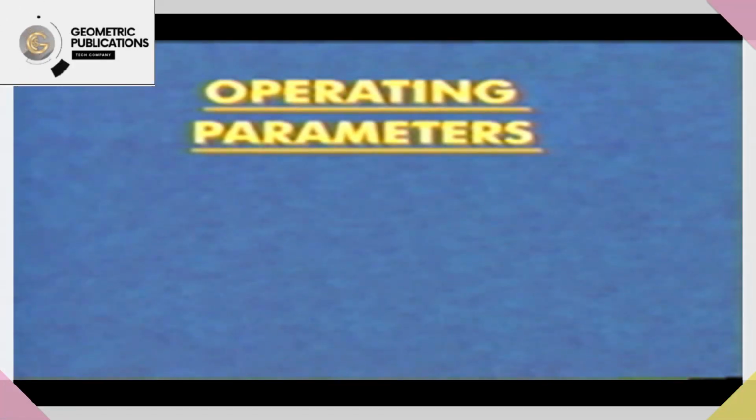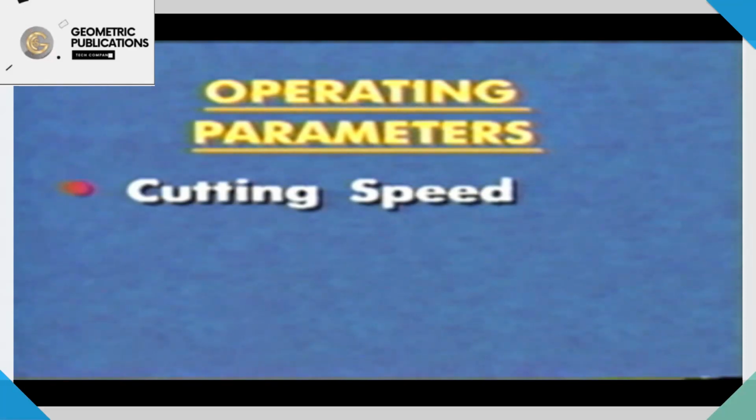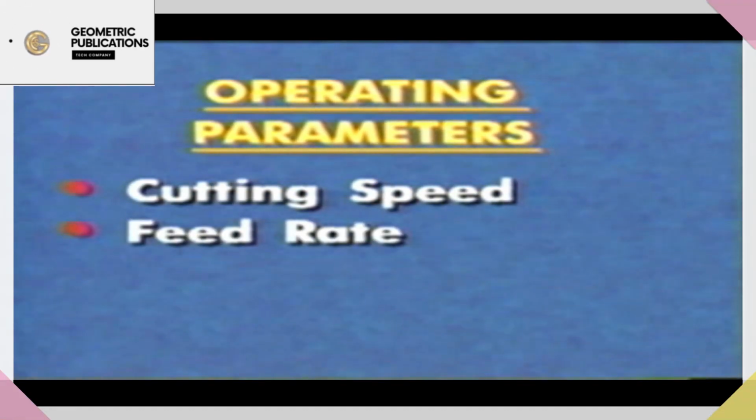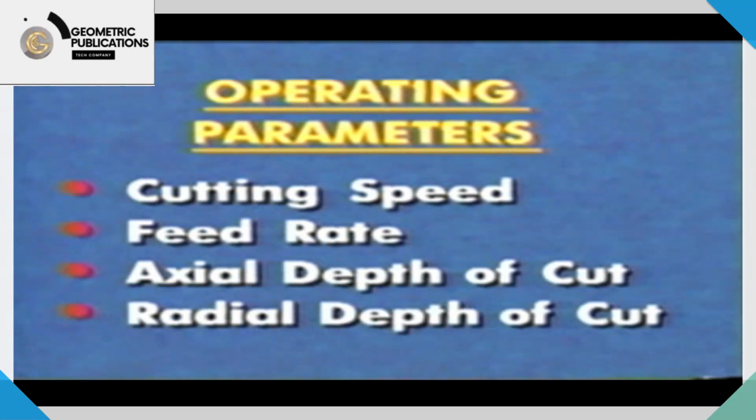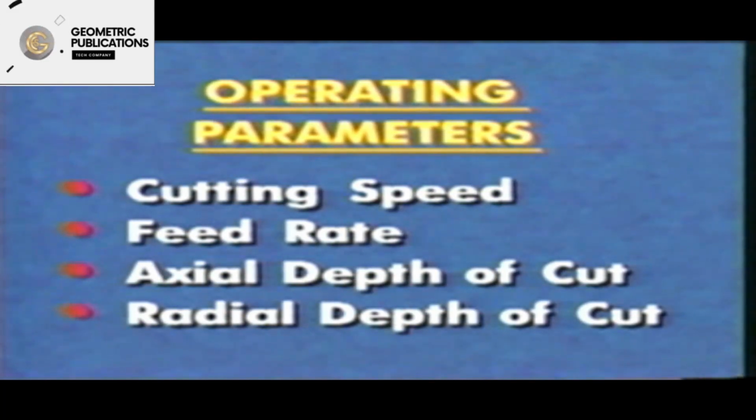The major operating parameters in milling are the cutting speed, which is the speed at which the tool edge enters the cut; the feed rate, which is the linear distance the tool edge travels in one cutter revolution; the axial depth of cut, which is the distance the tool is set below the unmachined surface; and the radial depth of cut, which is the distance of work surface engaged by the tool.